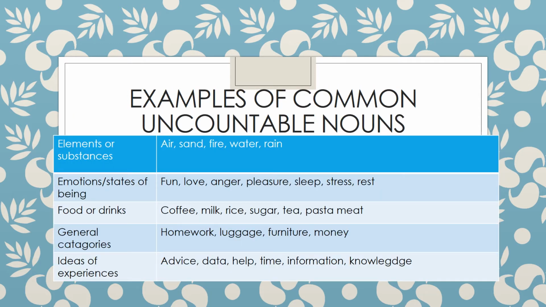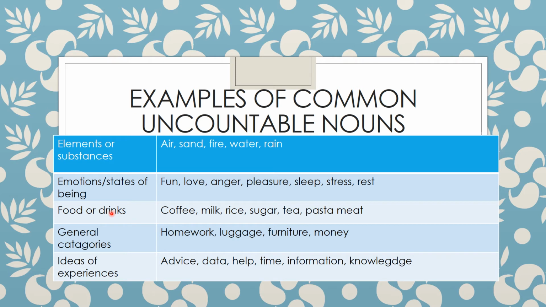Here are some common examples of uncountable nouns. Air, sand, fire, rain, snow, wood. They are all elements or substances. They can be seen as something that cannot be divided separately, so they are uncountable nouns. Some emotions or states of being are also uncountable, such as fun, love, anger, pleasure, sleep, stress, rest.